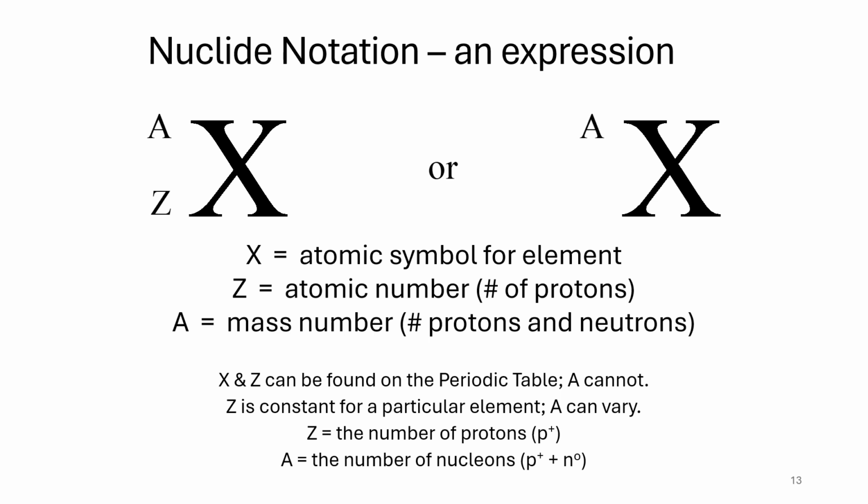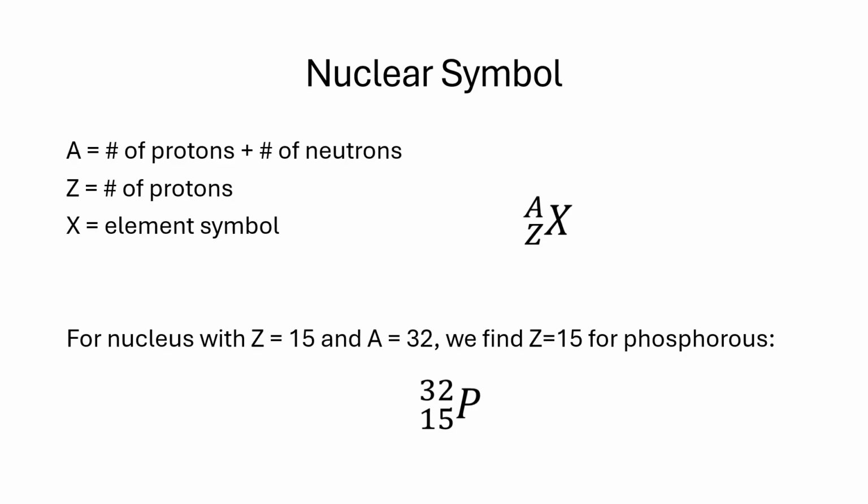So this is nuclide notation. Amazing. We have a little example of it here as well at the bottom. So in this case, we are talking about phosphorus. Phosphorus's elemental symbol is P. Cool. So I put my P here. My P is where my X should be.